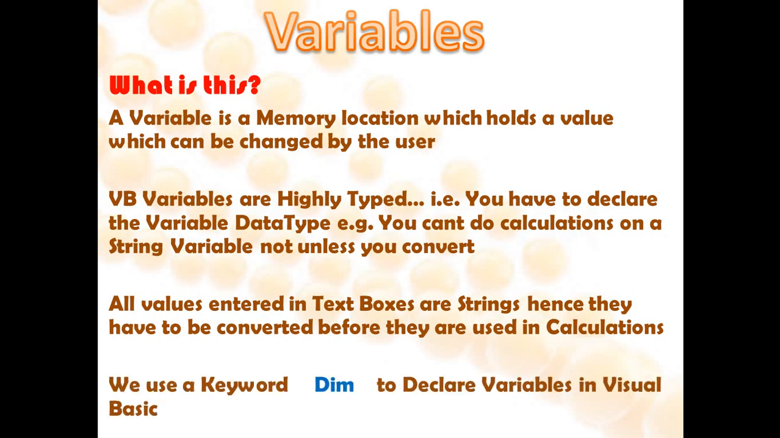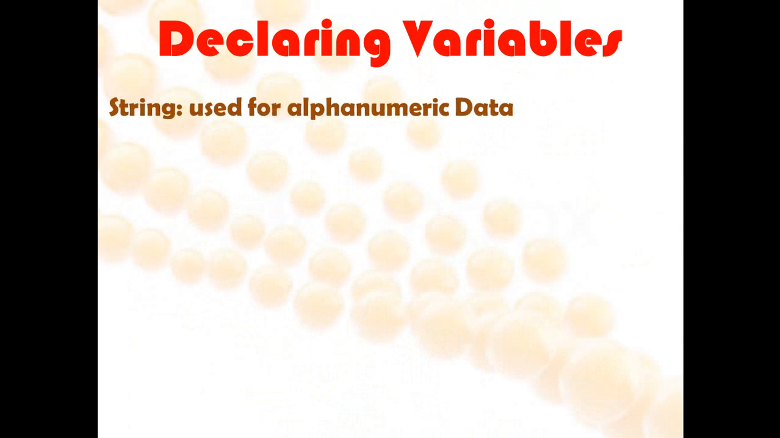To declare a variable in Visual Basic, you use the keyword Dim. It's just a keyword which was created by Visual Basic. I don't know why, but you use Dim, then you declare the name of the variable, then you declare the type. So here we are going to look at how to declare variables. We will start with a string.